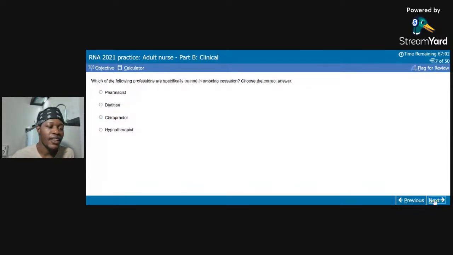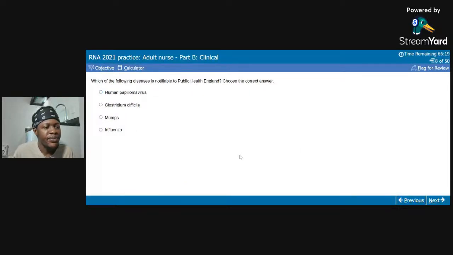Okay, which of the following professions are specifically trained in smoking cessation? Now, when I first saw this question, I was thinking it's probably a hypnotherapist, but I was wrong. It's not a dietitian because that's not what they do. It's not a chiropractor because they deal with bones, or is it chiropractor? So it's a pharmacist because there are some pharmaceutical medications that help to control nicotine addiction. So it's definitely a pharmacist.